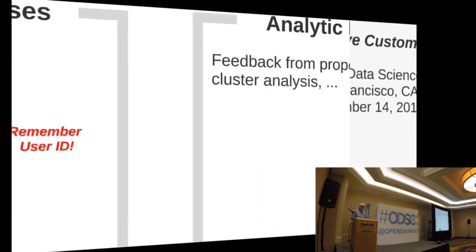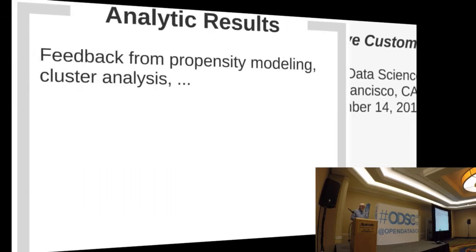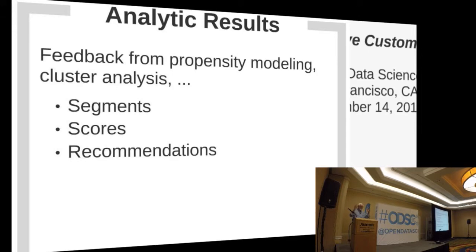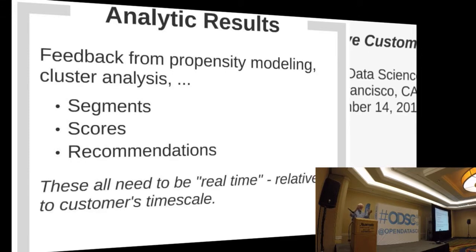Another source for data on customers is analytic results. So feedback from you guys, the modelers: cluster analysis, customer segments, scores, recommendations, in real time, whatever that means for the customer's time scale. So it depends what you're selling. If you're selling houses, you've got a pretty long time scale. If you're selling shoes and books and milk, it's a little bit shorter. If you're selling day trader stock, it's pretty short.